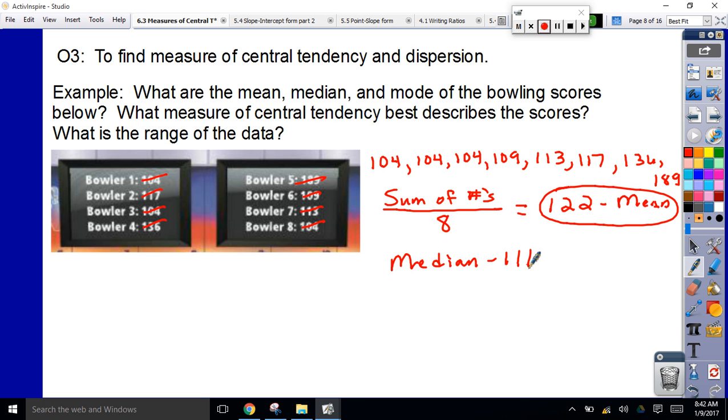And what is the mode? Zane. The number that appears the most. 104. So the mode is 104. Which measure is the best one to describe these scores? Based on what I told you when we were making the chart, which one would be the best one to use here?